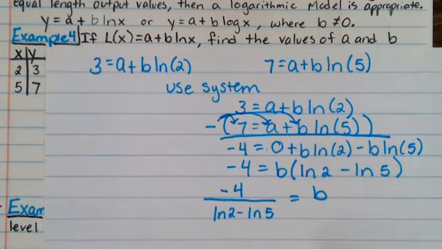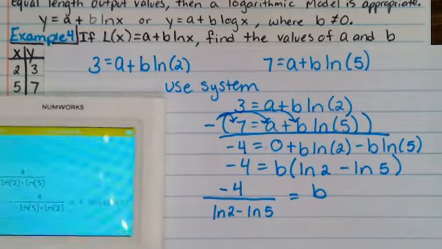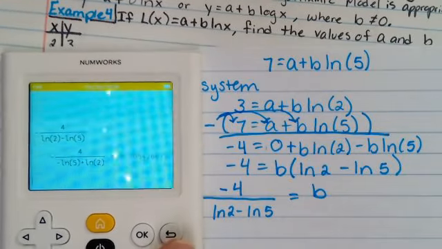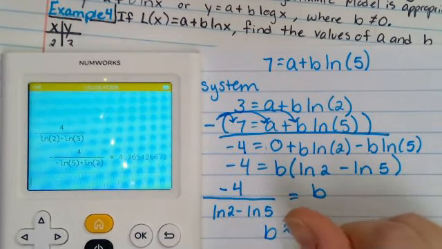And then we'll get a value here. So if you go in your calculator, you're just going to type in what you see. So negative 4 divided by your natural log of 2 minus your natural log of 5. Right? It comes out with your answer, and that says about 4.